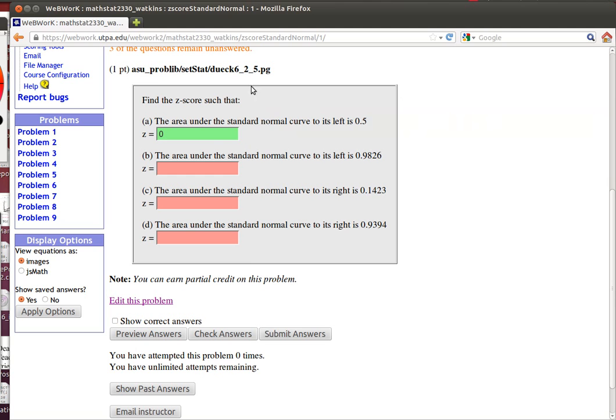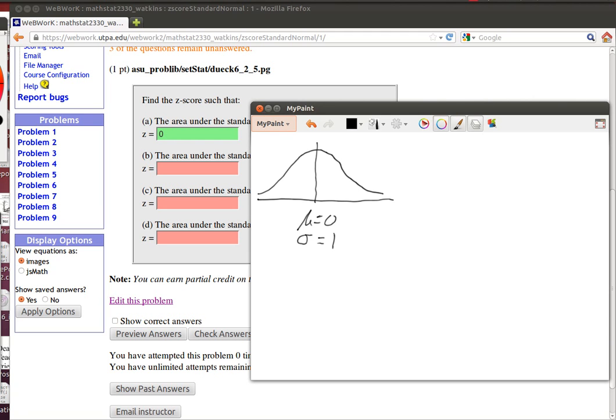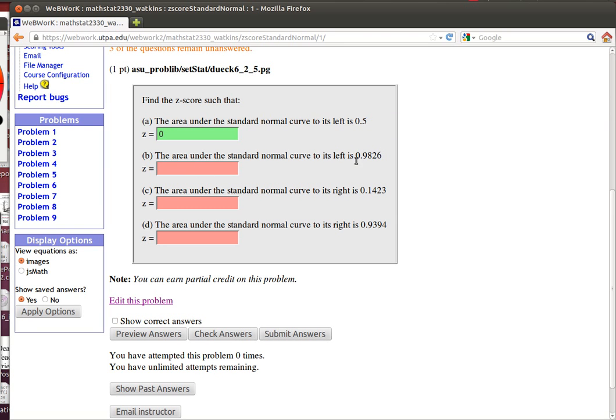So here are the questions that we're asking. The area under the standard curve to its left is 0.1, and we're looking for the z-score that would make that true. Well, the area under the whole curve is 1, and so to the left of here is going to be 0.5. Half of it is below the mean, and half of it is above the mean. So we knew that answer right immediately just from there. Well, let's do the next one, and then we'll come back to this.